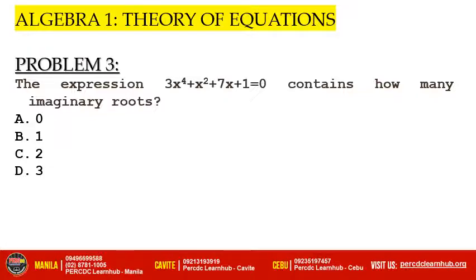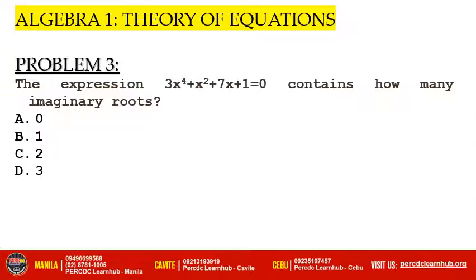Sa apat na roots, pwedeng dalawang positive real roots at saka dalawang negative real roots. Pwede ring dalawang positive real roots, isang negative real roots at saka isang imaginary roots. So, basta ang total, mag-equal po sa apat yung roots. But paano natin malaman kung ilan yung positive real at saka ilan din yung negative real? Yun po yung gagamit tayo ng rule of Descartes.